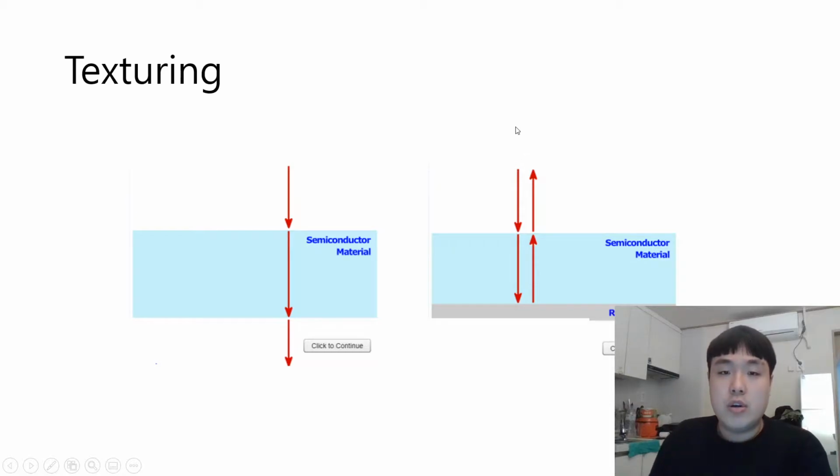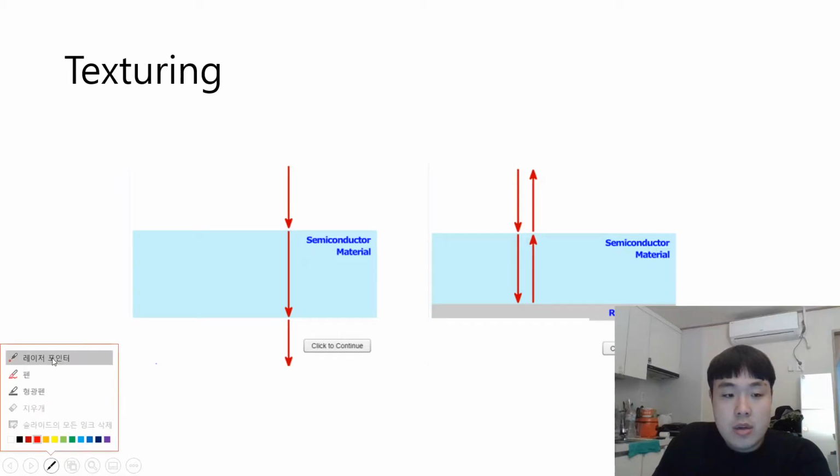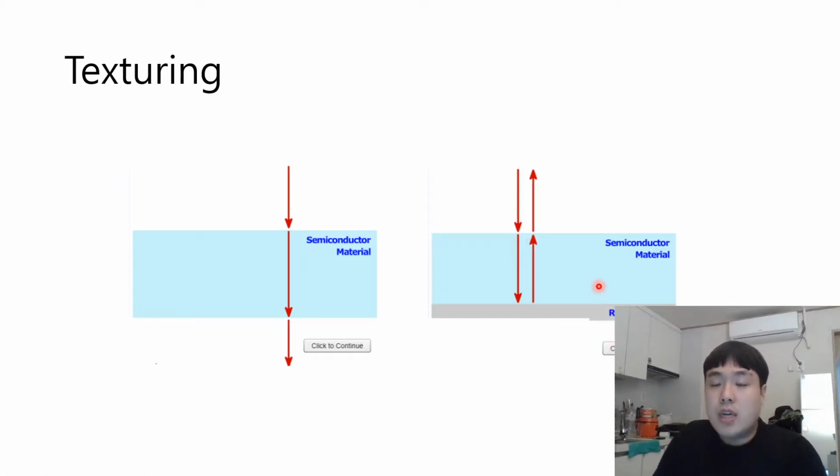Now let's talk about the texturing in the manufacturing process of the solar cell semiconductor. The first figure is a normal solar cell semiconductor, and we can see that the light passes through the semiconductor, which means lower efficiency of the solar cell. So we need to texture the semiconductor surface or add a rear reflector like in this second figure. The second figure shows that when we add the rear reflector, the light stays longer in the solar cell semiconductor.